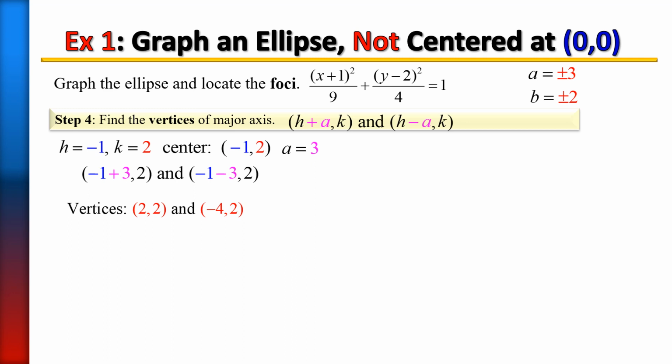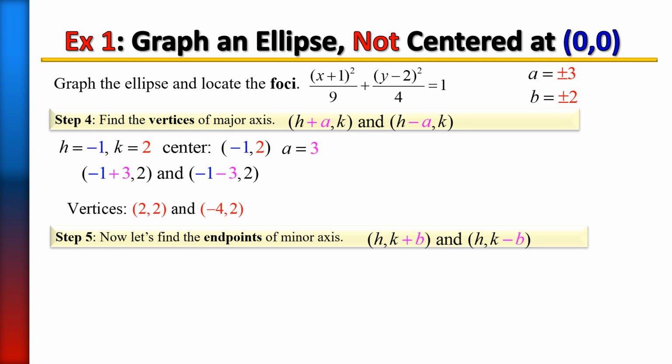Now to find the opposite endpoints, the vertices or endpoints of the minor axis, the co-vertices, for your Y value this time, you're going to combine it with B's value. So you're not going to do anything to your X values. They will remain the same. So our X value, again, for our center is -1. When we're done finding the co-vertices, it's still going to be -1.